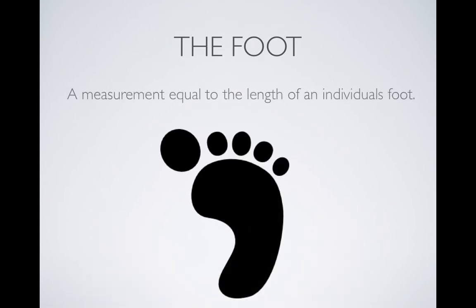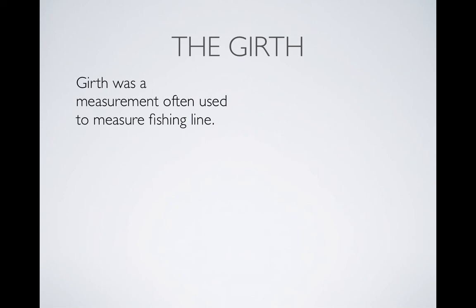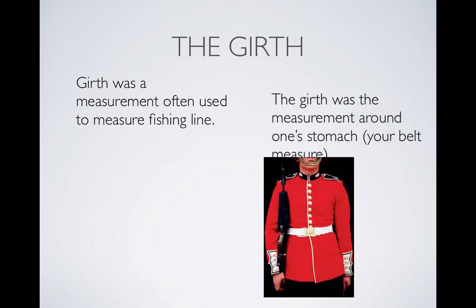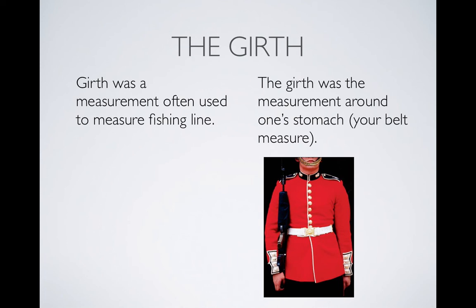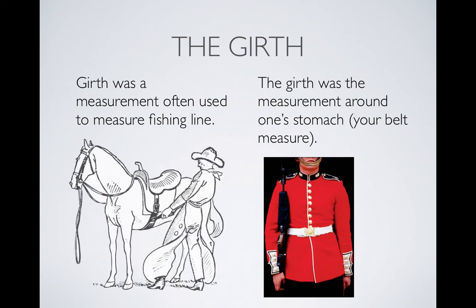The foot, I think we know what a foot is, but it's a measurement equal to the length of an individual foot, such as yours. The girth is often a measurement used to measure fishing line, but it's actually the measurement around one's stomach. So your belt measure would be different than, say, my belt measure. You see this term used a lot in saddling for horses.